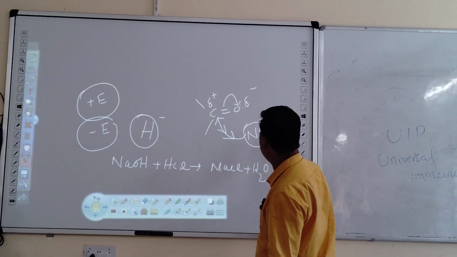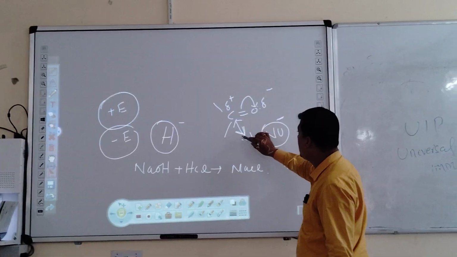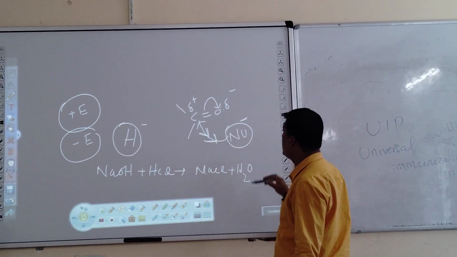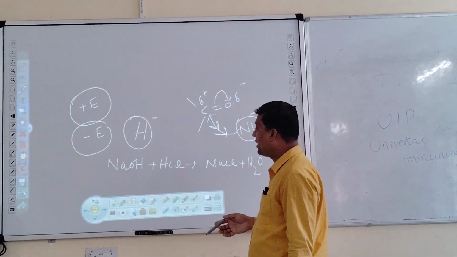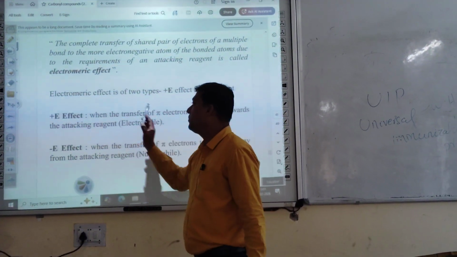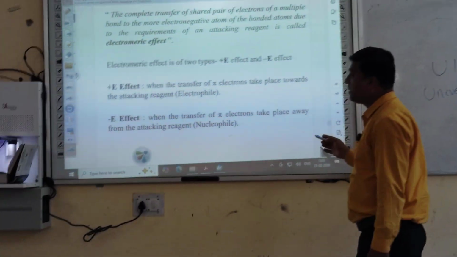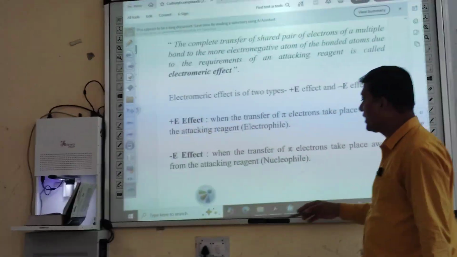This is the nucleophile. It is the attacking reagent. The electron will transfer towards the nucleophile. That is known as what? Plus E or minus E? That is known as plus E effect. And minus E effect is when the transfer of electron takes place away from the attacking reagent.